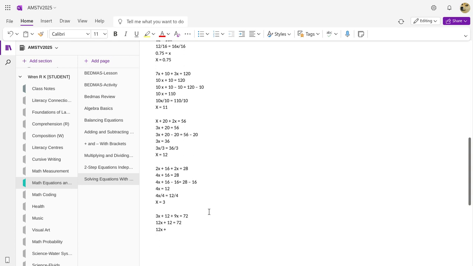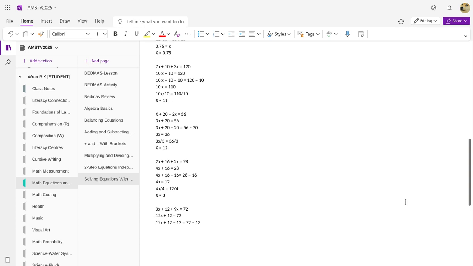My smooth brain is not able to process anything. What am I crossing out? 12. What am I left with on the left? 12x. What am I left with on the right? 60. Now what?